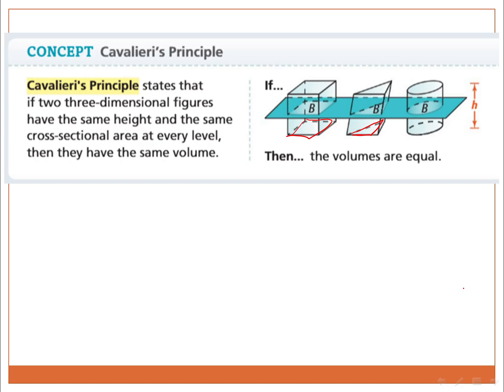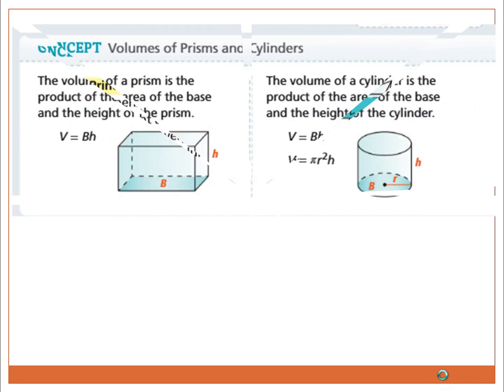So the conditions here are what? Same height, and same cross-sectional area at every level. Okay, so we have the same height, as you can see, and also the same cross-sectional area at every level. So this is the second part, then they will have the same volume.